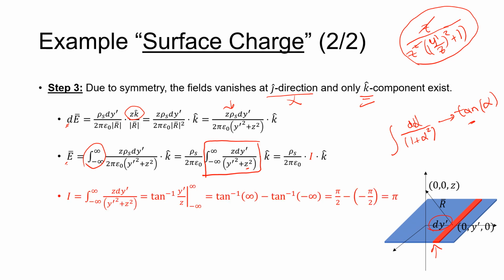And finally, if you solve this one, you can find that it is just equal to tan inverse of y dash over z, and the term remaining here was cancelled due to the calculation. And if you substitute from minus infinity to infinity, you will get pi, and substituting in your equation here, you will get that your E is just equal to this value, and by cancelling with pi, this is the final equation which you need to remember for later. Thank you.